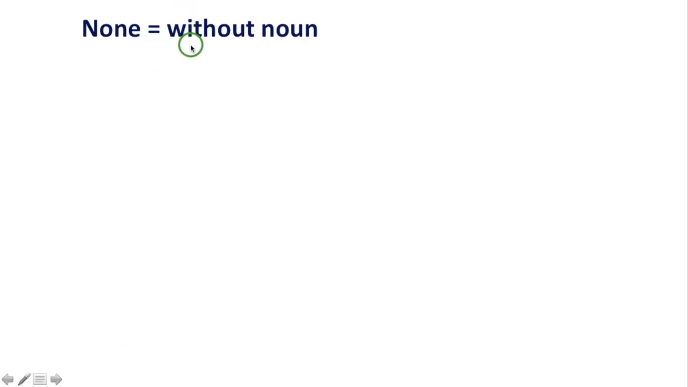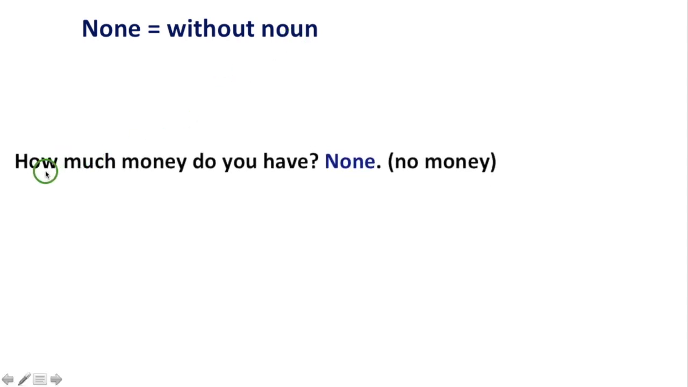Now, let's see none. None is always used without a noun. As we see, no is used with a noun, but none is used without a noun. So let's see the example. How much money do you have? None. That means no money. If we use no, we have to use the noun money. But if we use none, we do not use any noun after none.